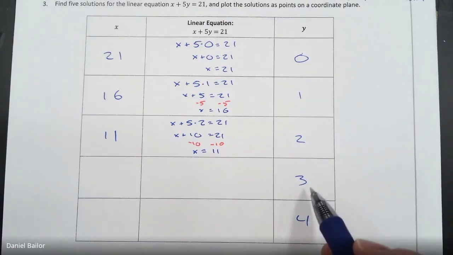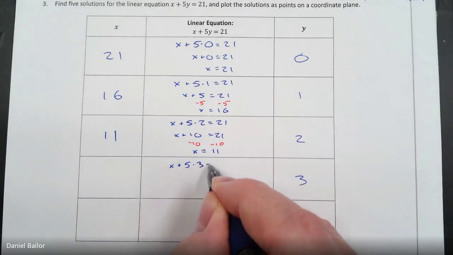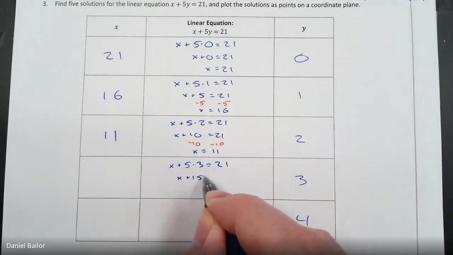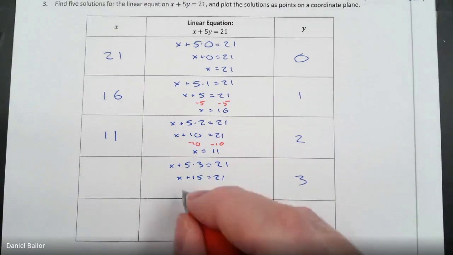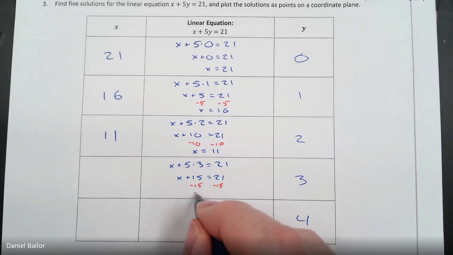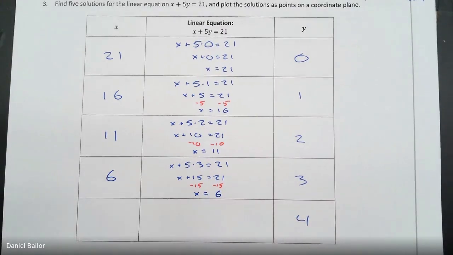Next one, y is 3. So we get x plus 5 times 3 equals 21. That's x plus 15 equals 21. Subtraction property of equality, minus 15 on both sides. We get x equals 6. See how these numbers are nice and easy.